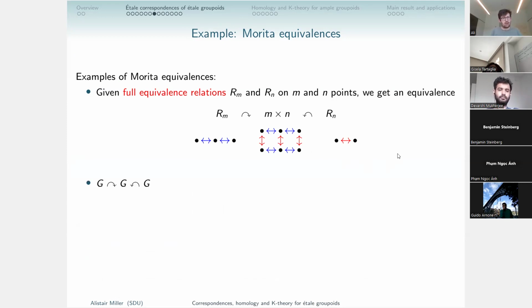Any groupoid acts on itself by left and right multiplication. This is the identity correspondence, and so it is definitely an equivalence. If you take any groupoid and let it act on itself by left multiplication, you get a new groupoid, the action groupoid, and this is going to be Morita equivalent to the unit space of the groupoid, and the bispace is the groupoid itself.